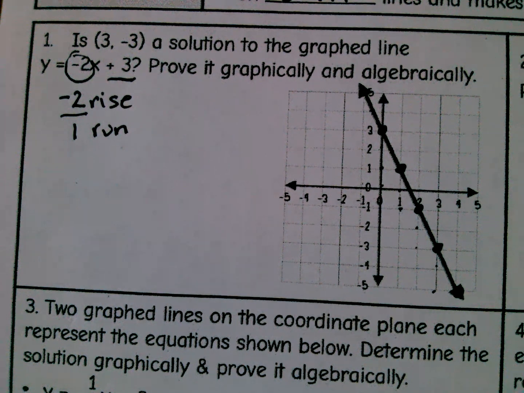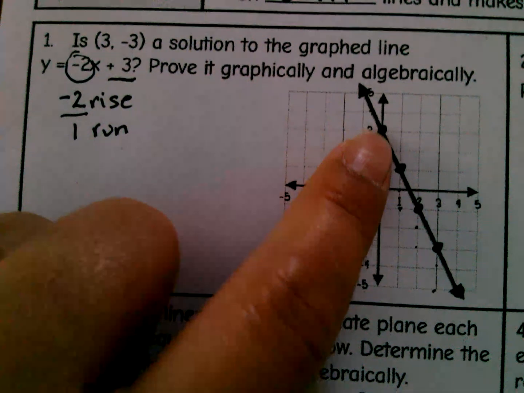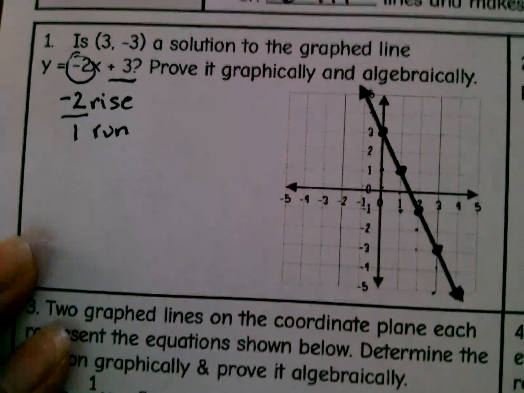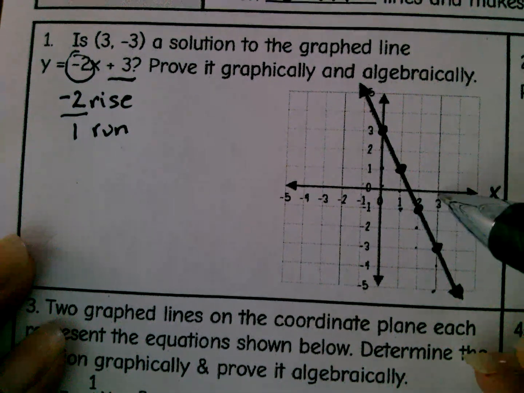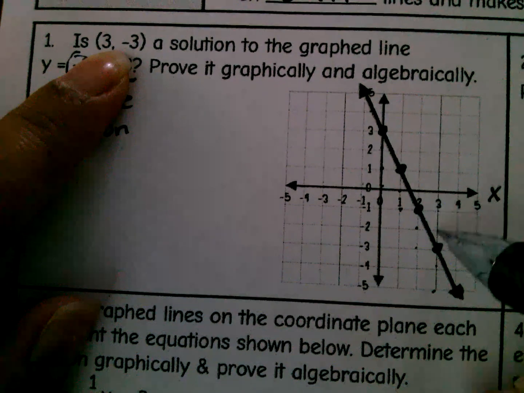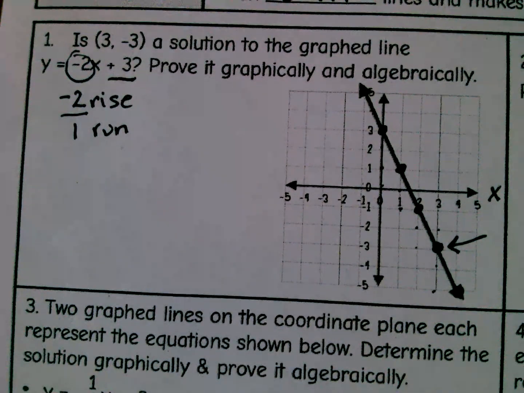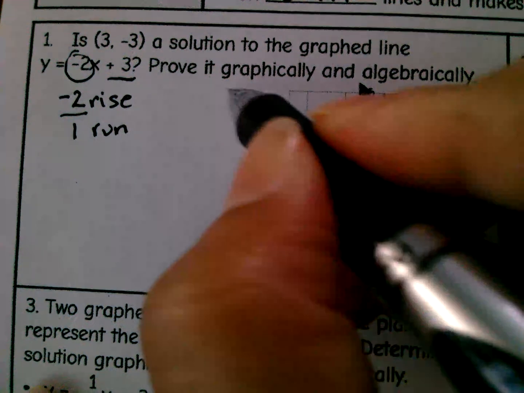Now the question says, prove that (3, -3) is a solution. Well, remember, in order for it to be a solution, it's got to be on the line, right? So how do I do that? Well, I just have to go check if (3, -3) is one of these points on my line. So let's see. 3 is my x, -3 is my y. So here's your x. You always do the x first. Positive 3, and then negative 3. Right here. Did the point land on the line? Yes. So we can say that (3, -3) is a solution to that line because it landed on the line. That's how you prove it graphically.